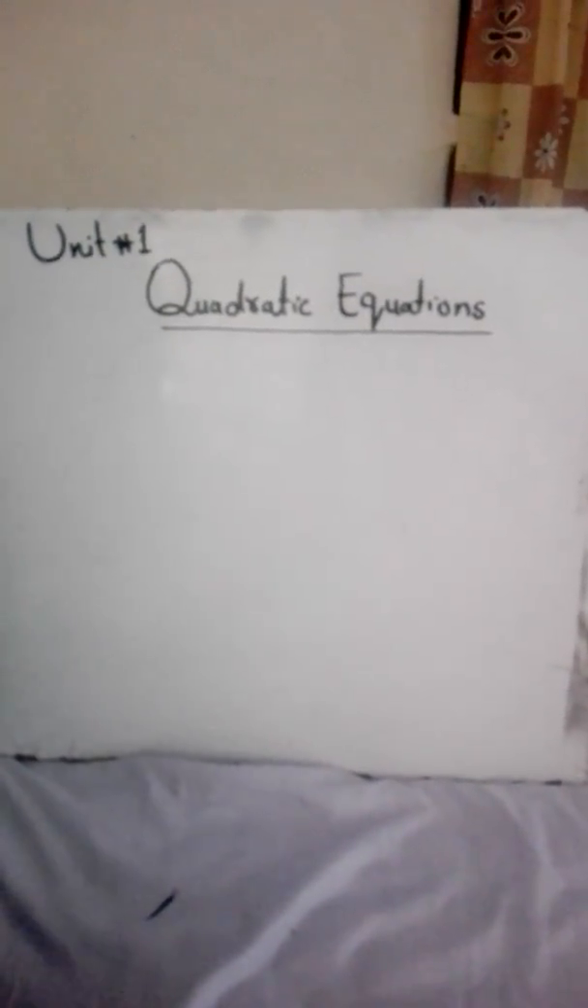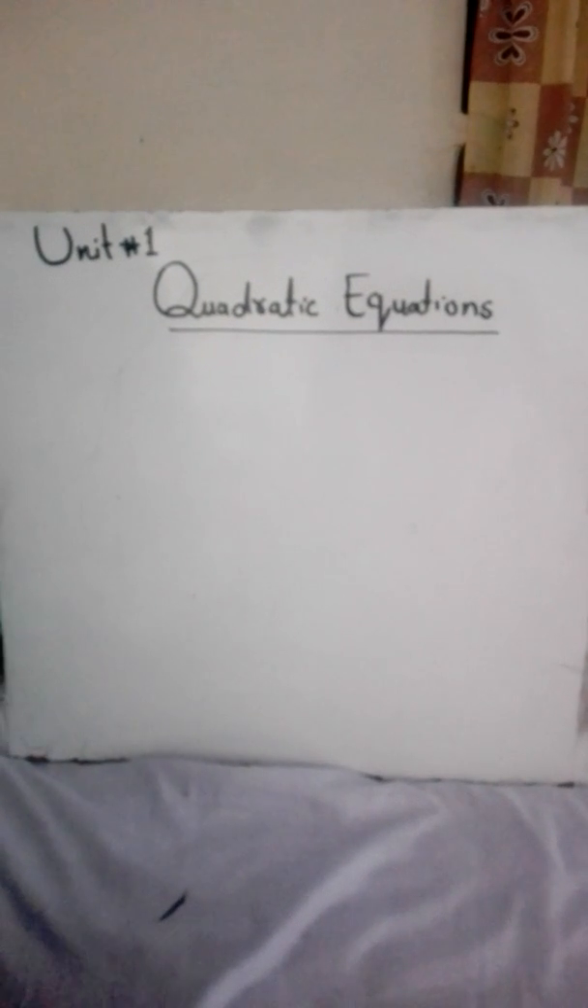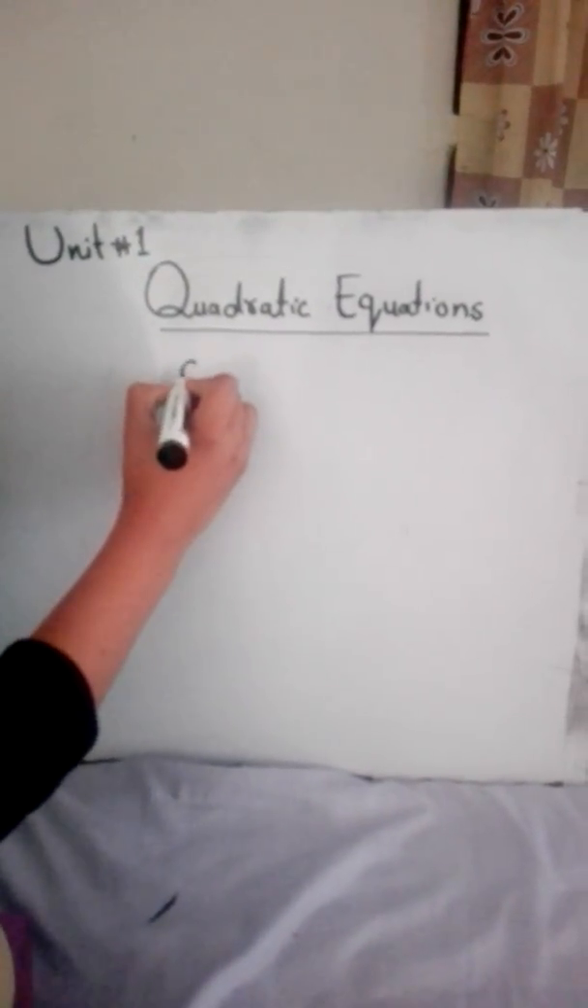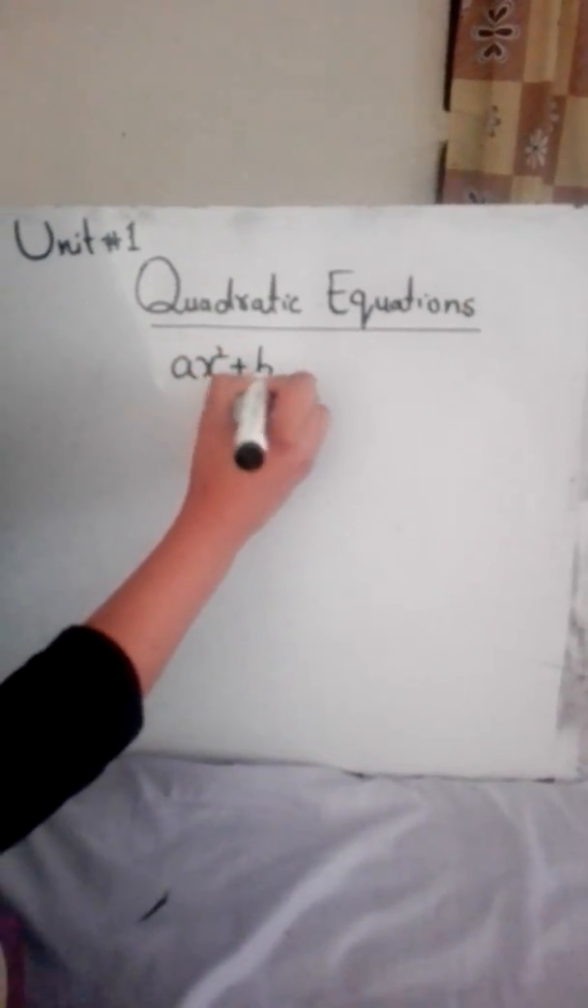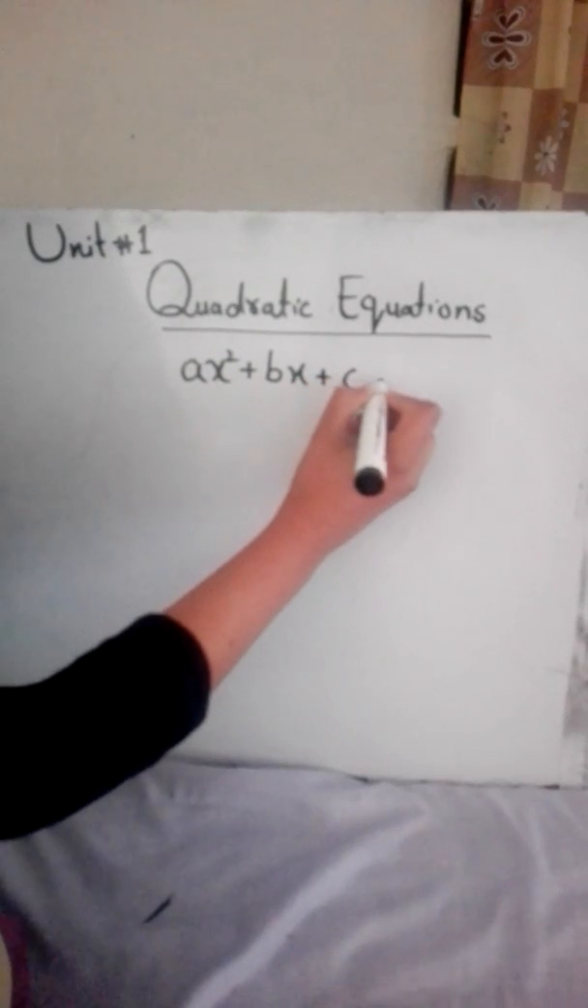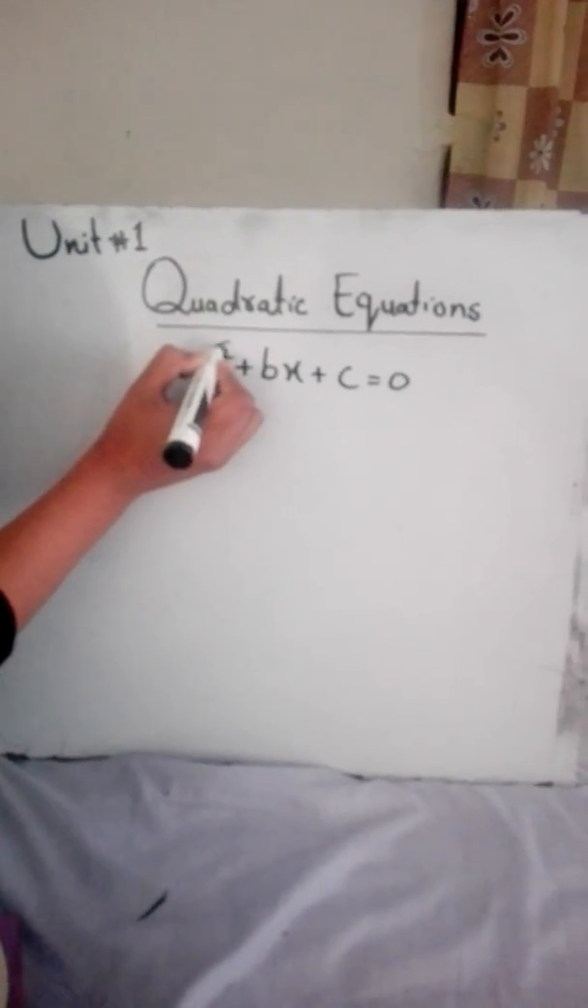Quadratic equation is basically a second degree equation. Its general form is ax squared plus bx plus c is equal to 0. Mean, a second degree equation is called quadratic equation. Second degree means the highest power must be 2.